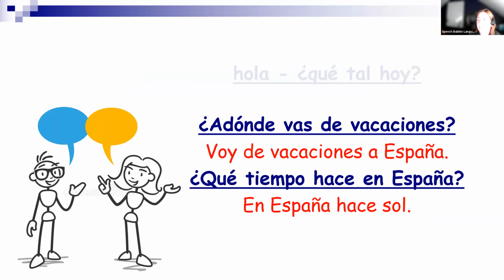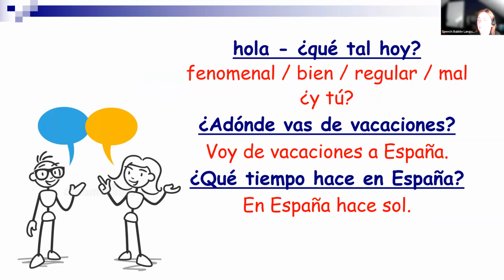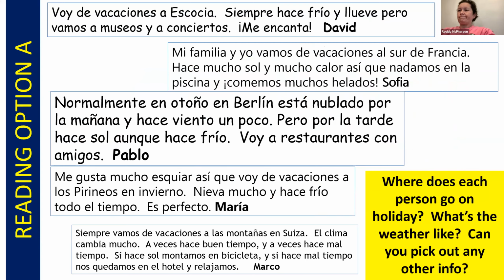That's fine. We'll just move on from these and we're going to go into our questions from last week. So what we were doing last week is we were looking at where people go on holiday, what's the weather like, and I set this task in terms of picking out any other information that you might be able to pick out from this. Don't worry if you haven't done it, because I'm going to say these out and we're just going to have a look at them and see if you can pick out any of the words. So, el primero, the first one we have. Voy de vacaciones a Escocia. Siempre hace frío y llueve, pero vamos a museos y a conciertos. Me encanta. David. Okay.